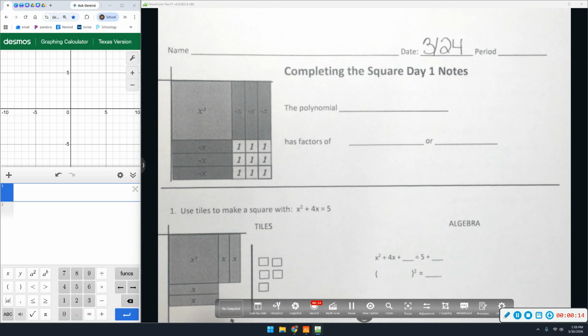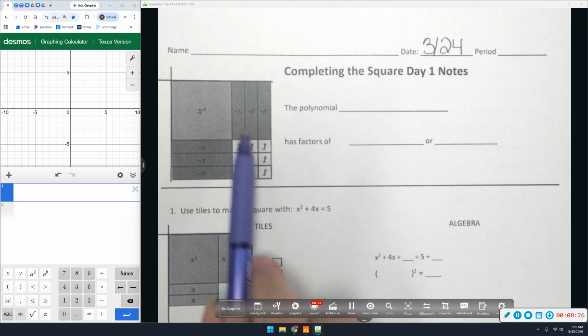So this makes a lot of sense when we show y'all tiles, which is why we're going to show y'all tiles. Okay, now are we going to use tiles and make you draw them all the time? No, but it's a good resource to see it, so that way it kind of makes more sense. So here's our square. Is this a perfect square?